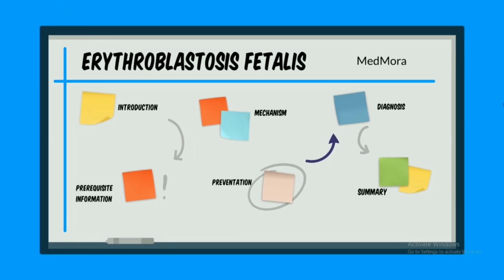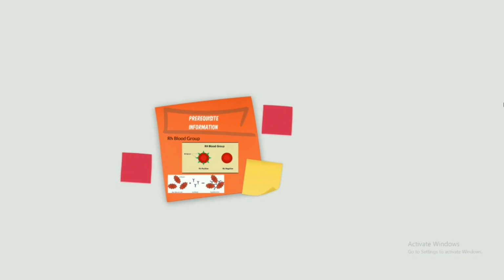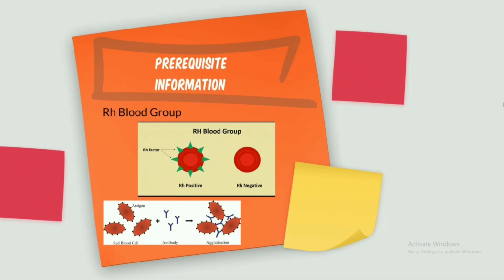Now there is some information that is necessary to understand the mechanism much better. First, we should know there are different types of blood groups, and one of them is Rh blood group. People who have Rh factors on the surface of their RBCs are called Rh positive, and people who don't have Rh factors on the surface of their RBCs are called Rh negative. Rh negative people cannot receive blood from Rh positive people because their immune system knows Rh factors as foreign antigen.